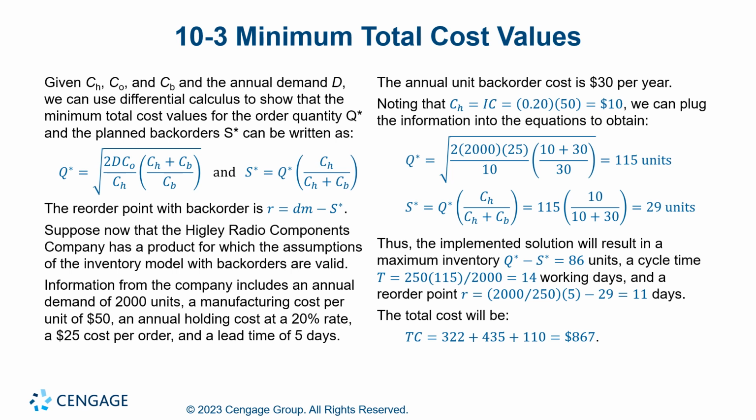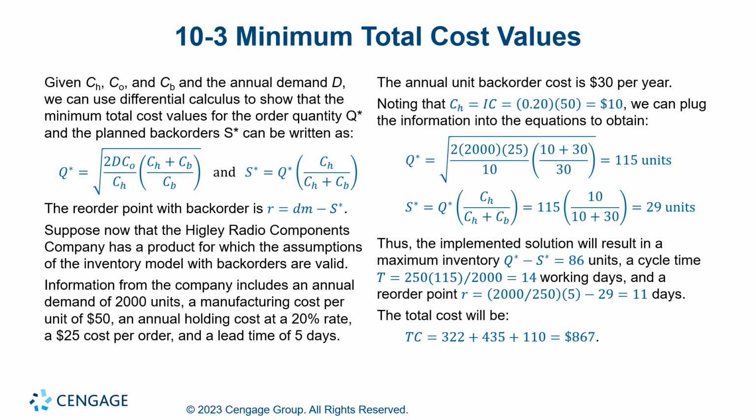Now let's look at another example. This is an example of the inventory model with planned shortages. We have the Higley Radio Components. They have a product for which the assumptions of inventory with back orders are valid. So this is some information that we have from this company. The annual demand is 2,000 units. The manufacturing cost per unit is $50. The annual holding cost rate is 20%, and $25 cost per order, and they have a lead time of 5 days.